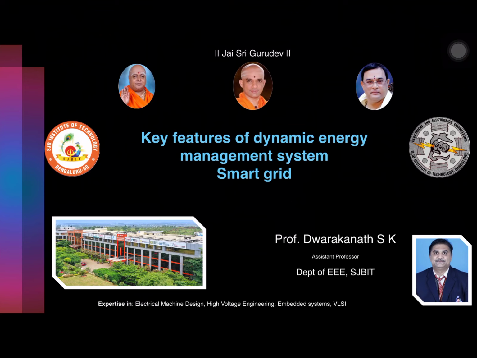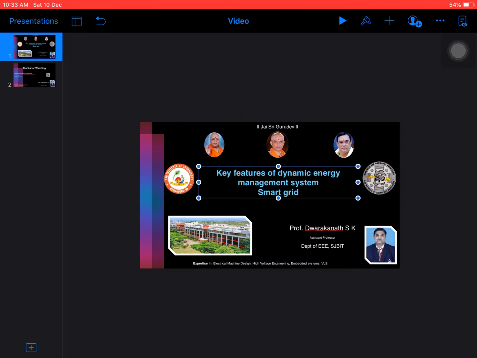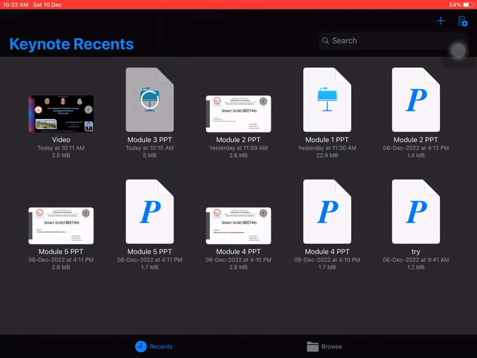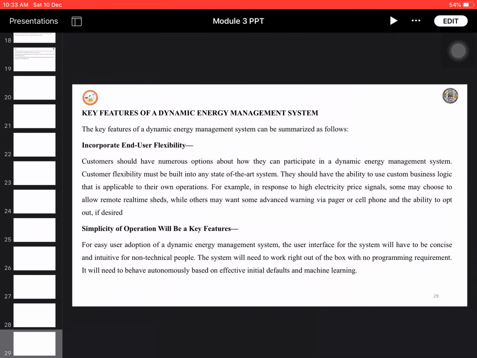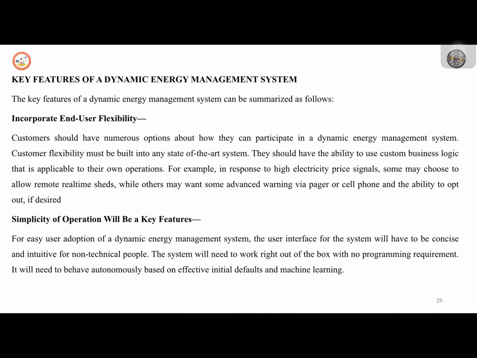Today's topic of discussion will be on key features of dynamic energy management systems. So let us go into today's topic of discussion. The key features of dynamic energy management systems are incorporating end user flexibility. Meaning to say, customers having enormous options can participate in the DEM process. For customer flexibility, the DMS will be built with a state-of-the-art system. They should have the ability to make use of the customer business logic applicable to their own operations.